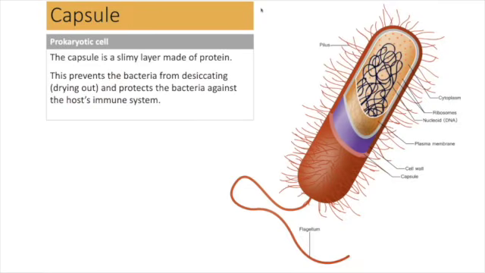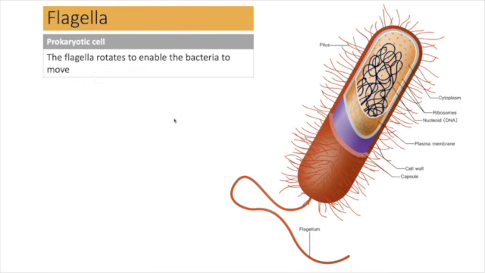The capsule, which again only some bacteria would have, this is a slimy layer made of protein on the very outside. And the function is to prevent the bacteria from drying out or desiccating. But it also helps to cover the antigens to make it harder for the host's immune system to detect the bacteria. The flagellum, which some bacteria have, and some might have multiple, some might only have one, some won't have any. Just like a flagella in a eukaryotic cell, it rotates, and its function is to move the bacterium.